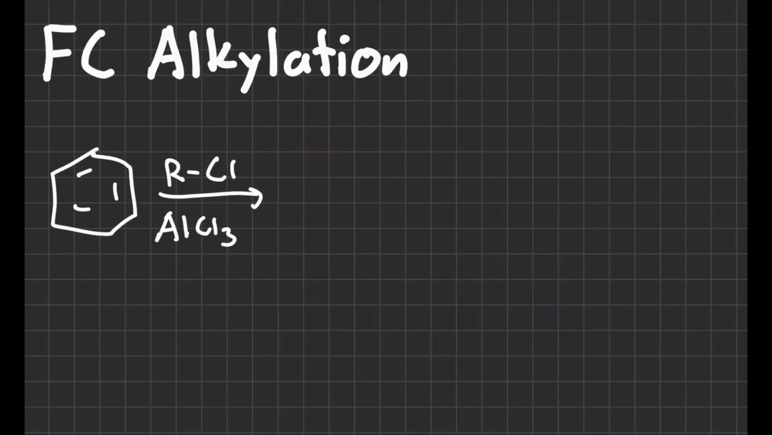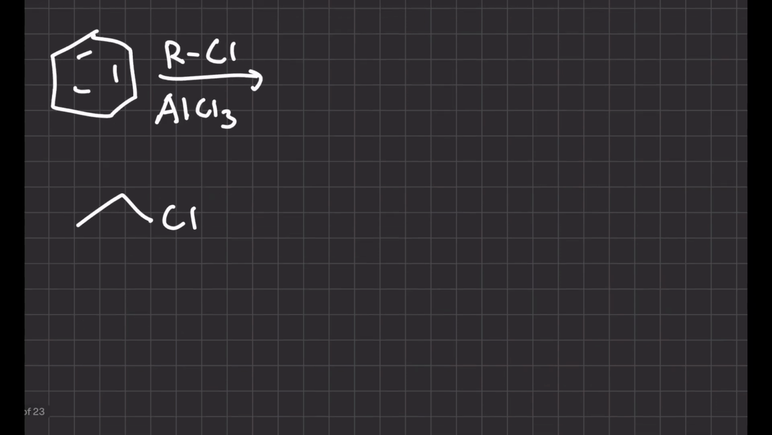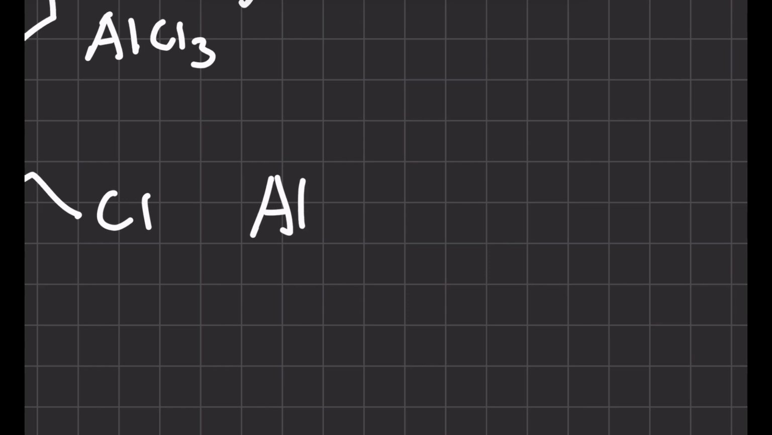Next is Friedel-Crafts alkylation. For the Friedel-Crafts alkylation, we're going to have our R group attached to a halogen, probably Cl. We're going to have our catalyst, which is AlCl3. The mechanism for this is also essentially the same, and try to predict as we go on. So if we have our R group, which is going to be an alkyl group, let's say we use this, right? We have our catalyst right here, AlCl3.